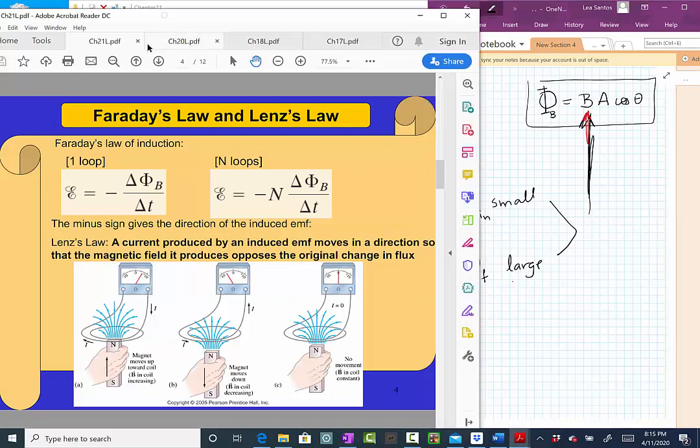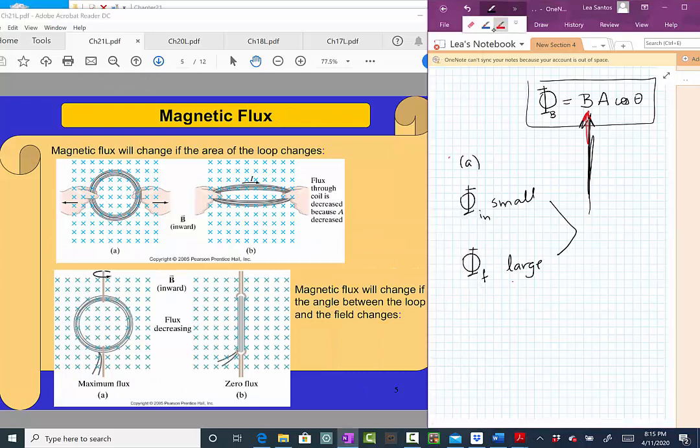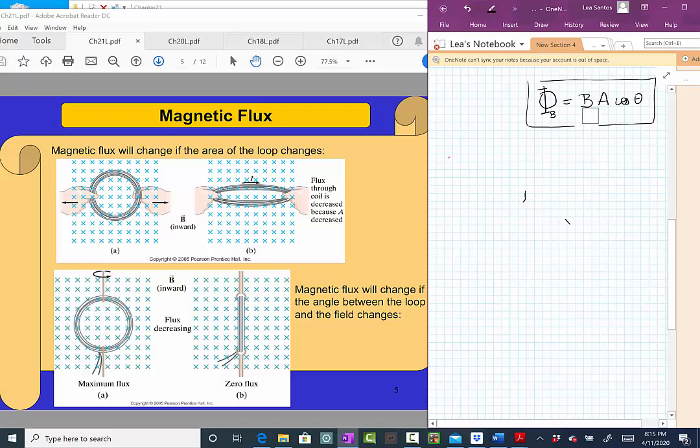And this is what we see in this next slide. Other ways to change this magnetic flux. Well, instead of touching the magnetic field, what I'm going to do now is I have a constant, homogeneous magnetic field all around.